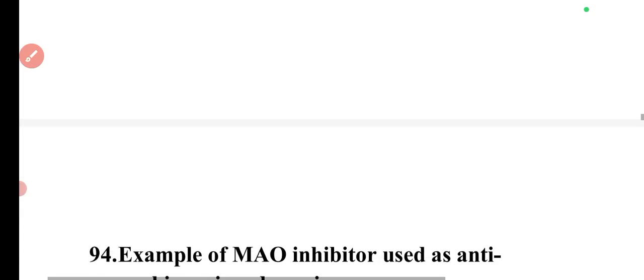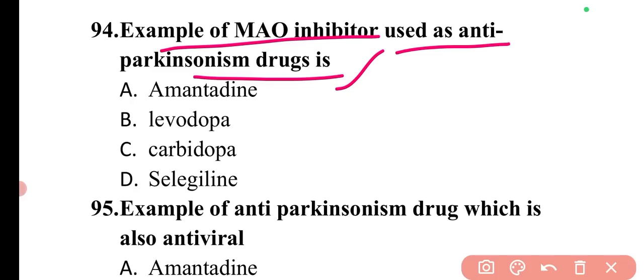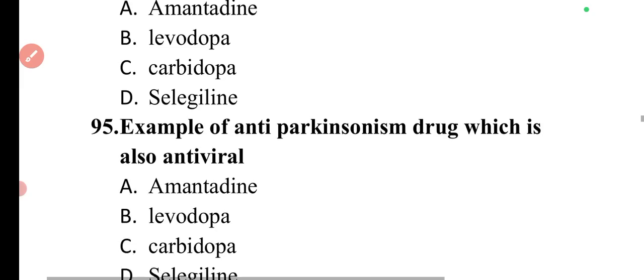Then next question is, example of MAO inhibitor used as Parkinsonism drugs. So they haven't specified like MAO A or MAO B inhibitor. So we can simply find out the inhibitor. So it is selegiline, which is a MAO B inhibitor. So here option D is correct.